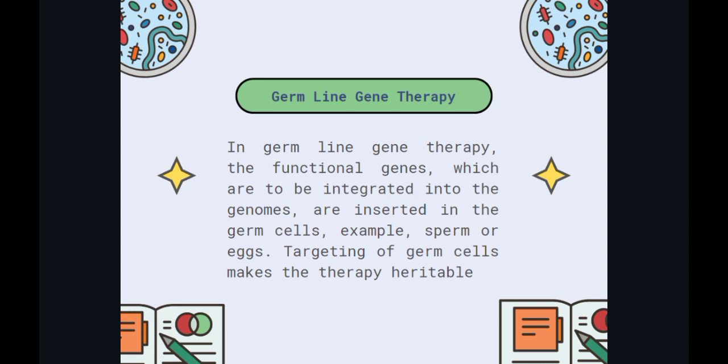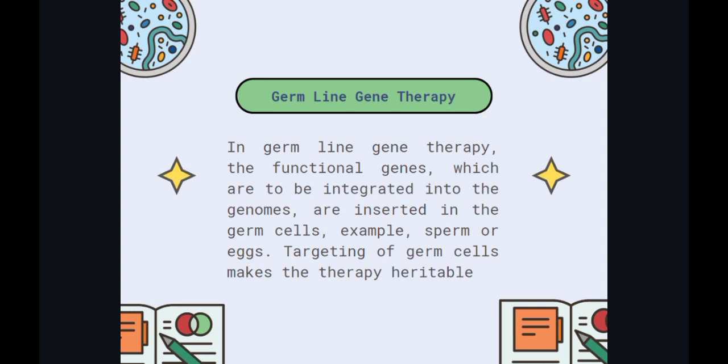So, kung sa somatic gene therapy, hindi siya naipapasa sa mga susunod na henerasyon or sa mga anak, dito sa germline gene therapy, changes made in germline gene therapy could be passed down to future generations because they affect the genetic material in the reproductive cells. So, yung aim nitong germline gene therapy ay para ma-prevent yung mga genetic disorders na pwedeng mapasa or mamana ng mga anak ng pasyente.